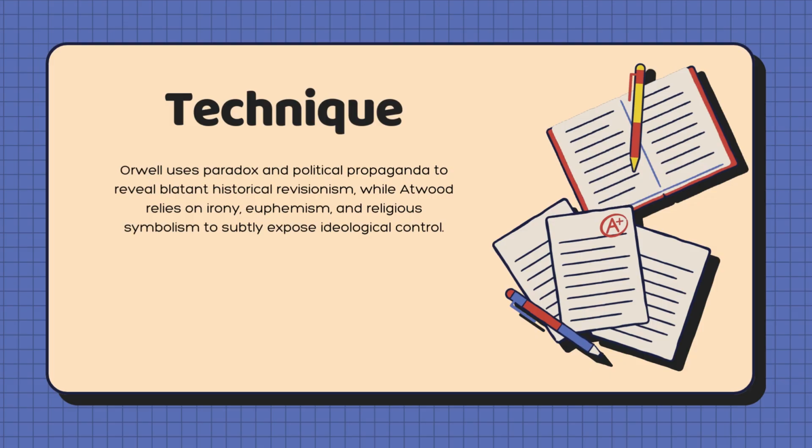T is for technique. Here's that technique section. Orwell uses paradox and political propaganda to reveal blatant historical revisionism, while Atwood relies on irony, euphemism, and religious symbolism to subtly expose ideological control.